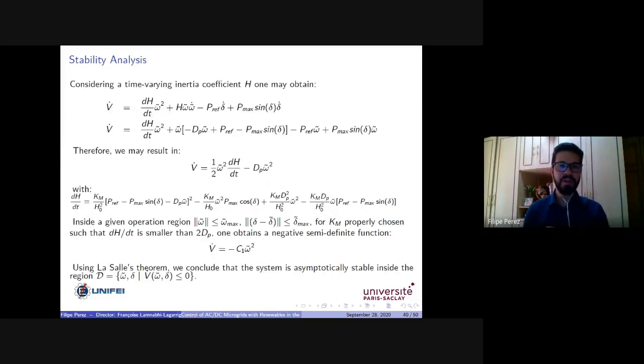So considering the time-varying inertia coefficient, we may obtain the Lyapunov function derivative, where we can see that inside a given region where the frequency deviation is limited and also the angle delta is limited, and by choosing the proper gain of Km, we can have a negative semi-definite Lyapunov function derivative. Calling up LaSalle's theorem, we can conclude that the system is asymptotically stable inside a given region. And in this region, it's an invariant set where the equilibrium points are given by this invariant set. So the negative semi-definite Lyapunov function derivative assures that this system is asymptotically stable.